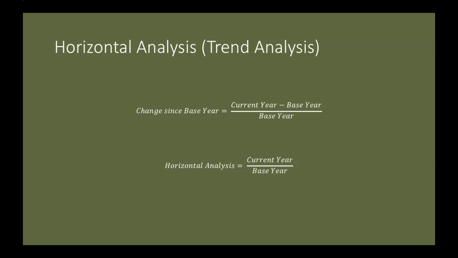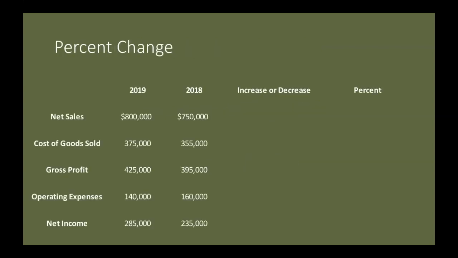But sometimes with horizontal analysis, we just want the trend analysis. And so to do that, we take our current year and divide it by our base year. So let's first work on percent change. So we have some income statement data here for 2019 and 2018.